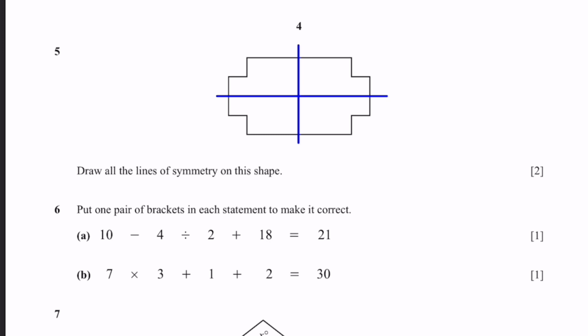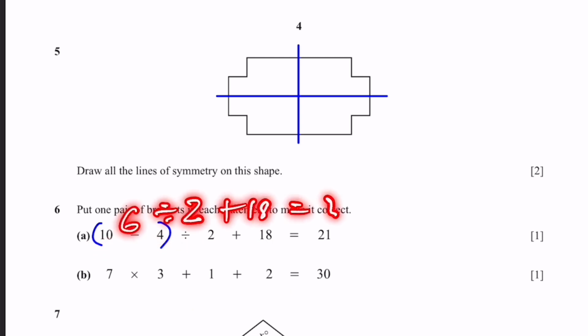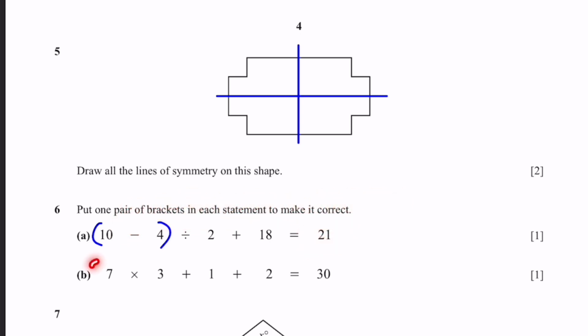Question 6. Put one pair of brackets in each statement to make it correct. 10 minus 4 divided by 2 plus 18 is 21. So we need to find out where we can put the brackets. And in this case, we can actually put the brackets over here. So we put for 10 minus 4. So we put the brackets here. This will become, because brackets first, 6 divided by 2 plus 18, which is equal to 3 plus 18, which is 21. That's why we put the brackets there.